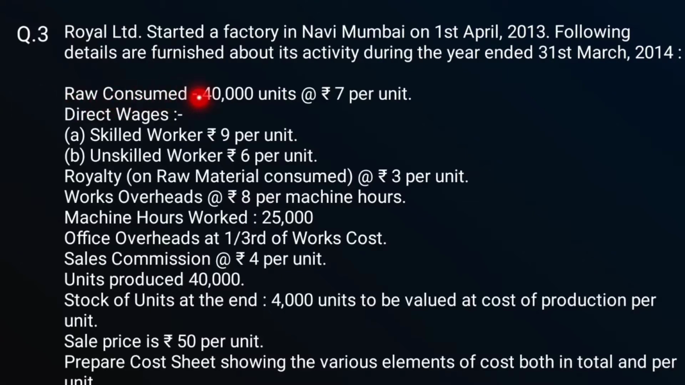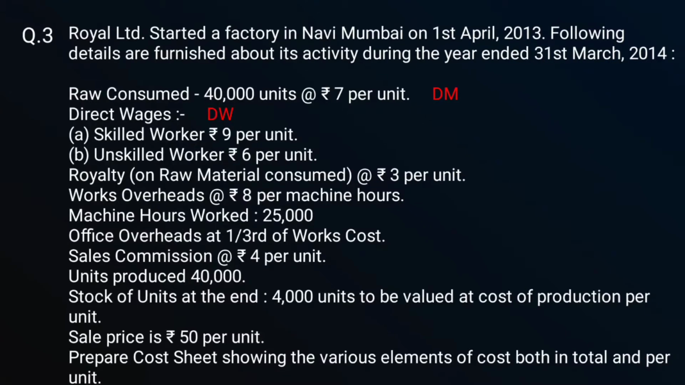So raw materials is given as 40,000 units at the rate of 7 per unit. So we'll mark it as DM, which will come under direct material. Next, direct wages. Part A, skilled workers, rupees 9 per unit. Part B, unskilled workers, rupees 6 per unit. So we'll mark it as DW, which will come under direct wages. Next, royalty on raw materials consumed at the rate of rupees 3 per unit. So we'll mark it as DE, that is direct expenses.